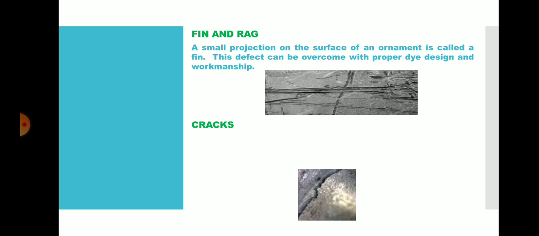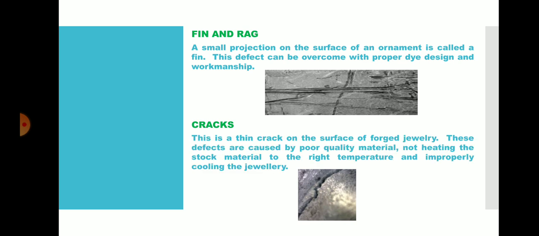Cracks. We all know about cracks. This is a thin crack on the surface of the forged jewelry. These defects are caused by poor quality material, not heating the stock of the material to the right temperature, and improper cleaning. If we use poor quality material, do not heat properly or do not cool properly, this type of defect will be produced.